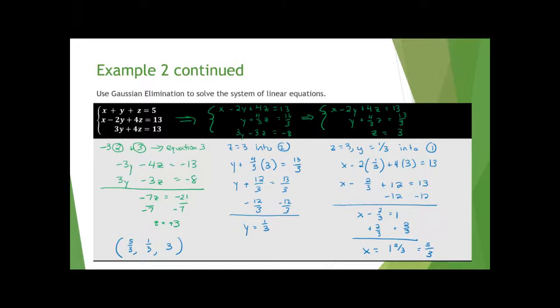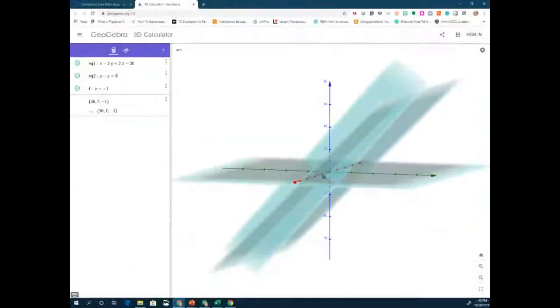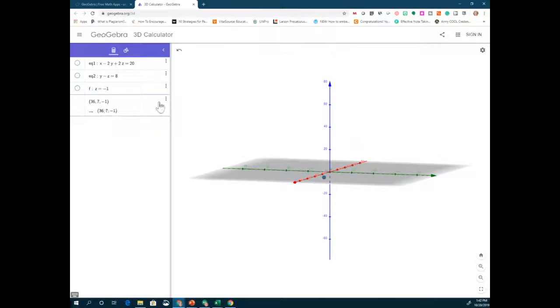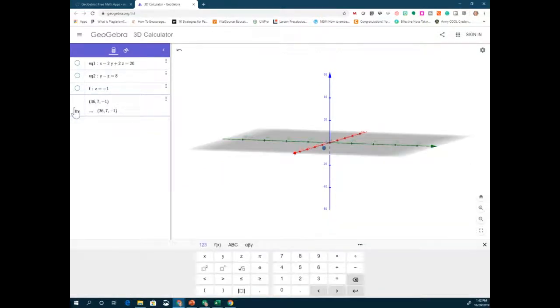Now you can check your answer by plugging those into your original system. I like to check my answer by graphing, so I'm going to pull up the 3D graph again. And then I'm going to put in my three equations. You can turn these off by hitting these little circles, and then I'm going to just delete that.